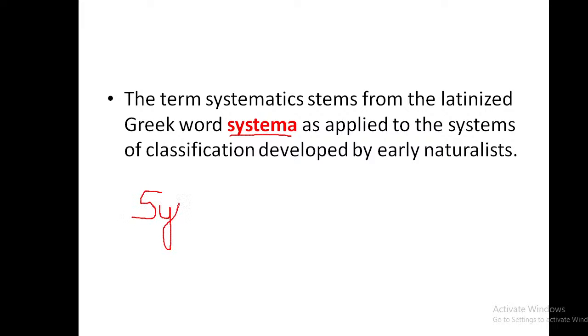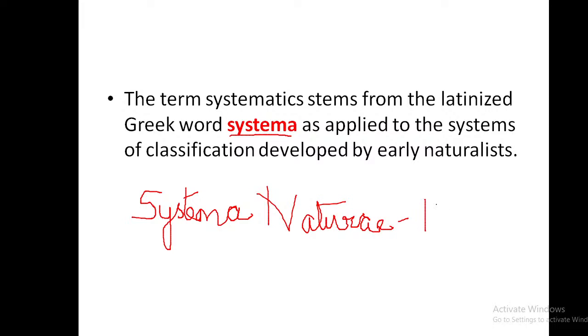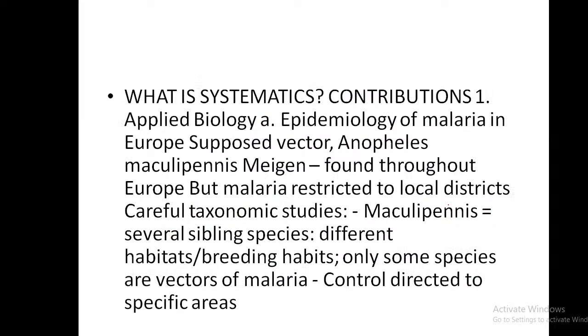Systema Naturae is the book written by Carl Linnaeus in 1735. In 1735, Carl Linnaeus എഴുതിയ Systema Naturae, he has coined this term also, and Simpson has defined systematics as the scientific study which deals with the kinds and diversity of organisms in relation to each other.